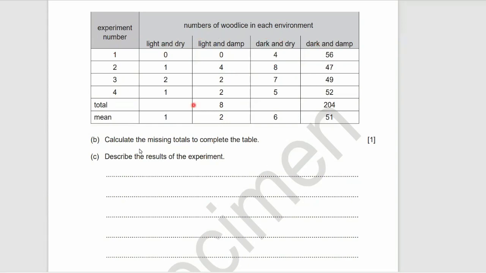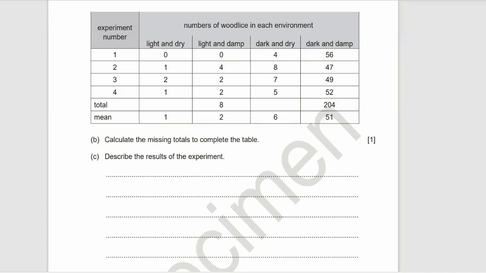Numbers of woodlice in each environment. Calculate the missing totals to complete the table. So for 1 mark, we've got 2 missing totals here. You can see here for light and damp, they've simply added together 4 plus 2 plus 2 equals 8. You can see over here in the dark and damp, 47 plus 49 plus 52, 56, 47, 49, and 52 equals 204. So we can see by comparing to these 2 columns what we should be doing for these 2 spaces here. We should be adding up the number of organisms in each environment and writing the answer.